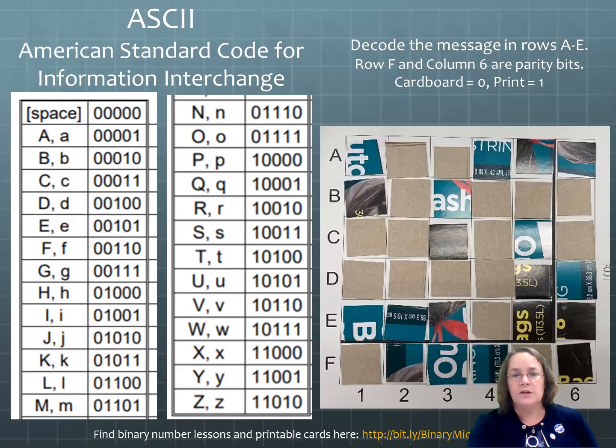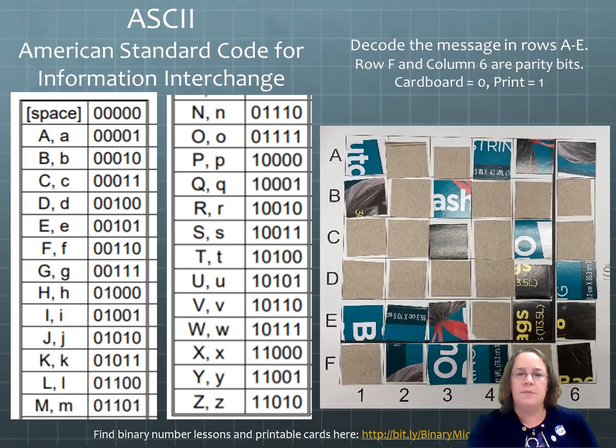place to another. So if we look at our grid here, we're going to ignore column 6 and row F because those are, again, the parity bits. The information that we were sending from one place to another is really in rows A through E and columns 1 through 5. And so we're going to look at this row by row and we're going to decode it using this system here. And as I said before, if it's cardboard side up, that represents a 0. If it's print side up, it represents a 1.